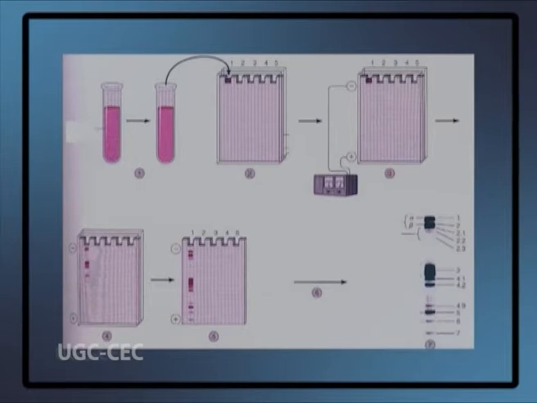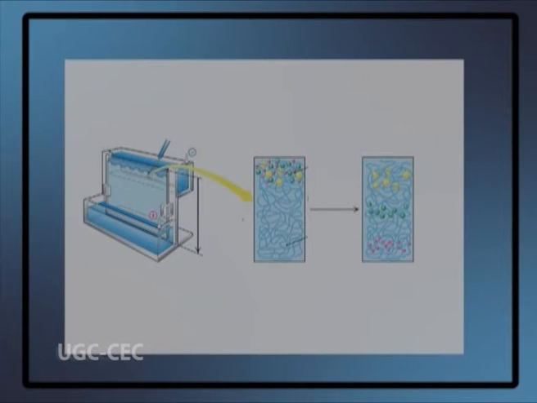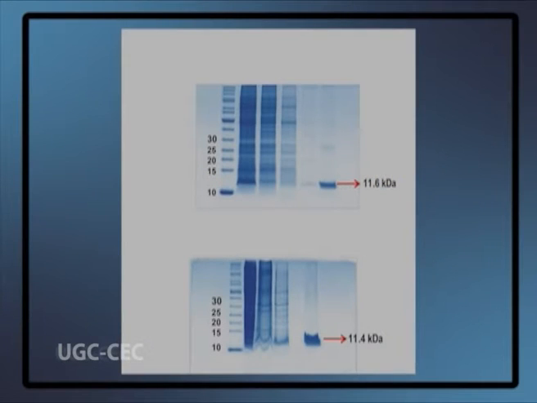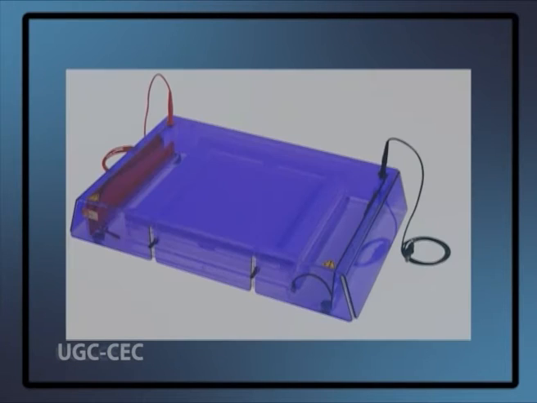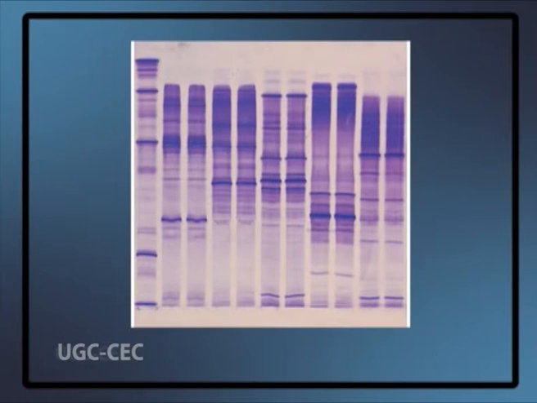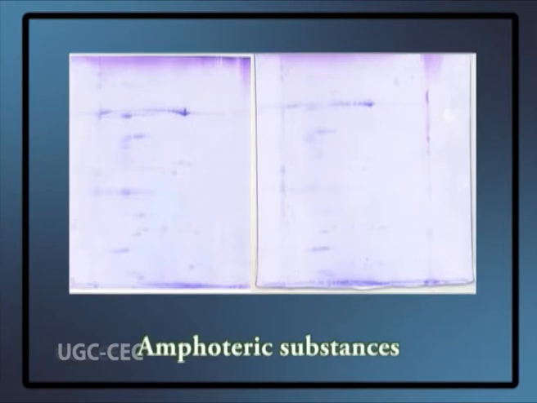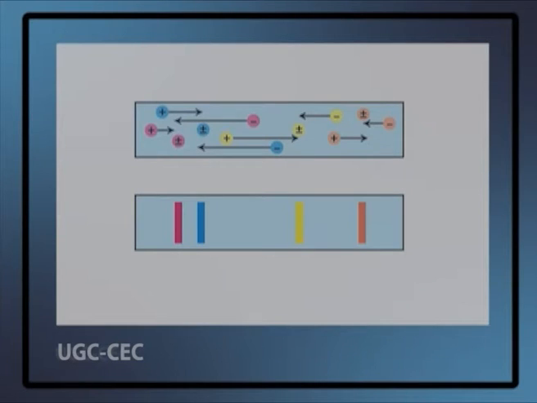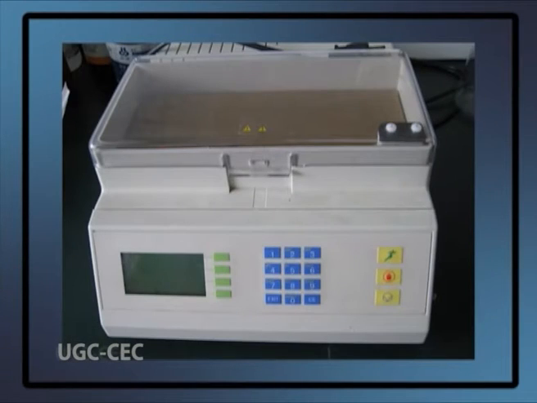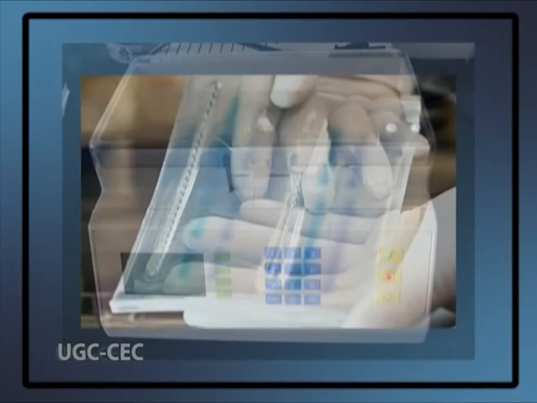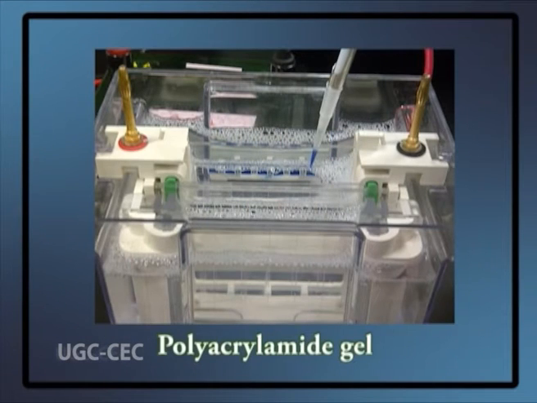Two, native PAGE, in which separation is based upon charge, size, and shape of macromolecules. It is useful for separation and purification of mixtures of proteins. Isoelectric focusing. Isoelectric focusing is an electrophoretic method that separates proteins according to their isoelectric points, pI. This method is ideal for separation of amphoteric substances, and the separation is achieved by applying a potential difference across a gel that contains a pH gradient. Isoelectric focusing requires solid supports such as agarose gel and polyacrylamide gel.